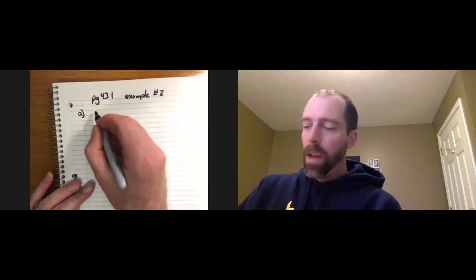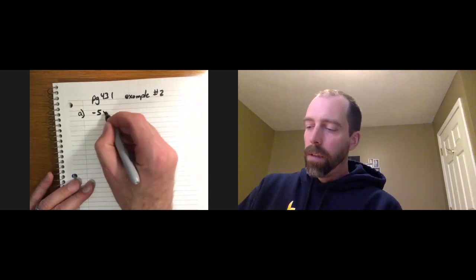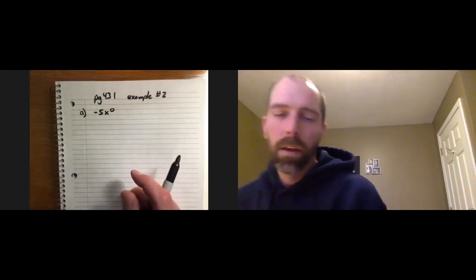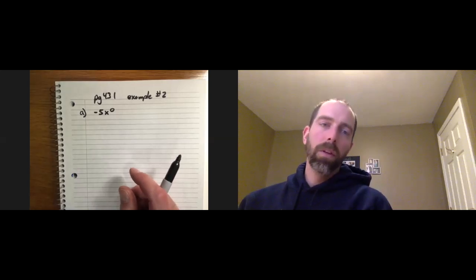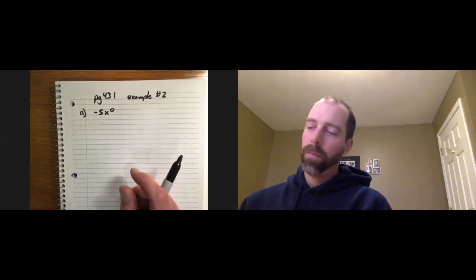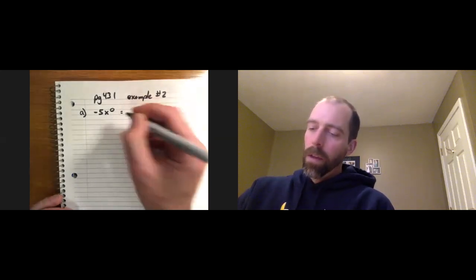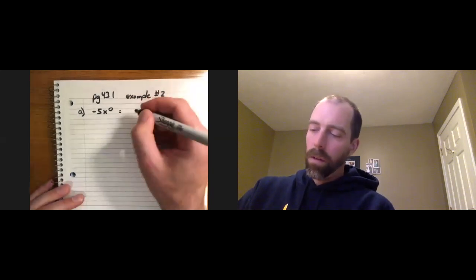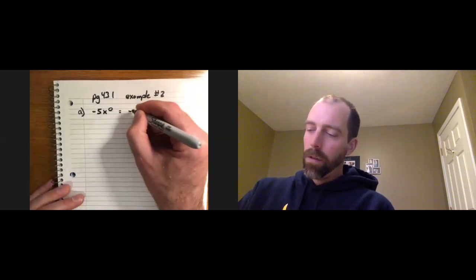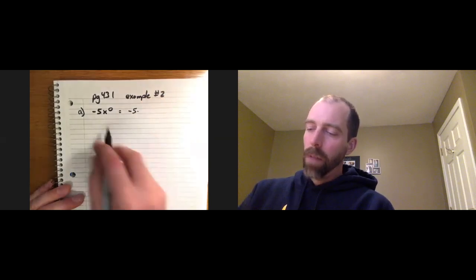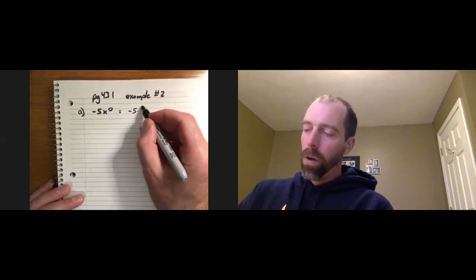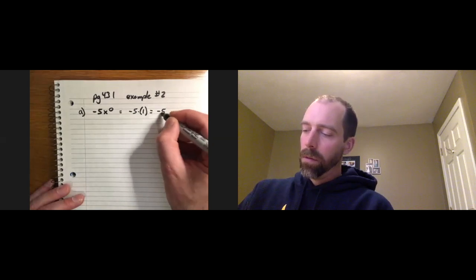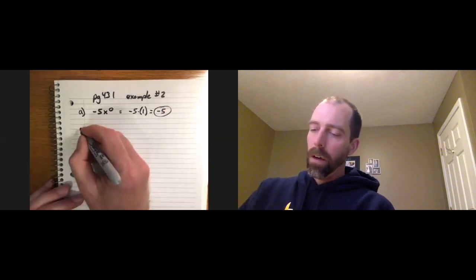Problem A says -5 times x to the 0 power, and it says simplify and write your answer only using positive exponents. So let's do that. When we look at this, the -5 is not being raised to the 0 power. It's just -5, so it's going to be -5 times, and then x to the 0 power is 1. So it's just -5 times 1. This just equals -5.